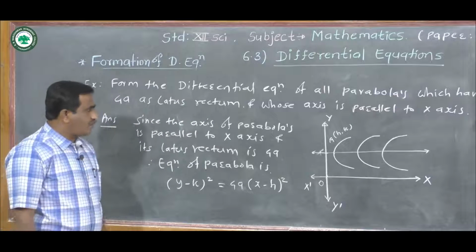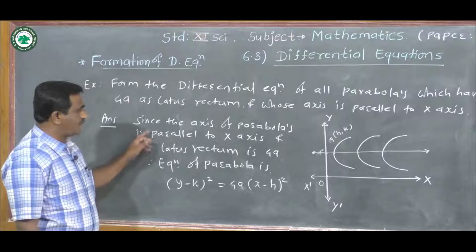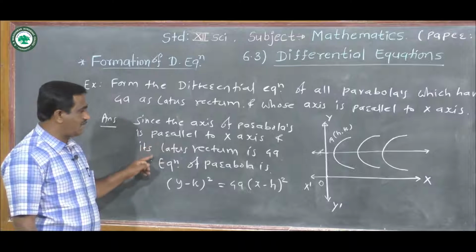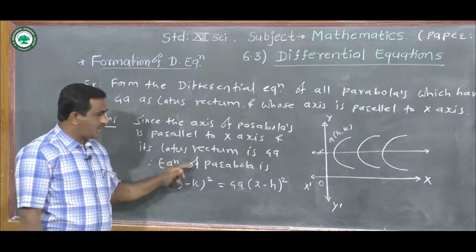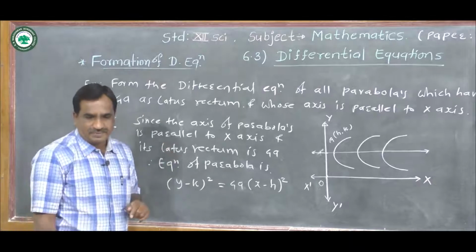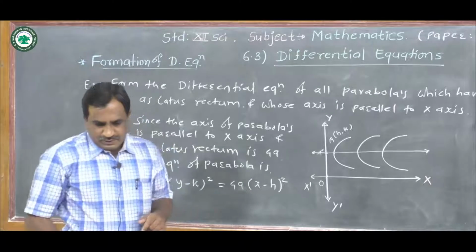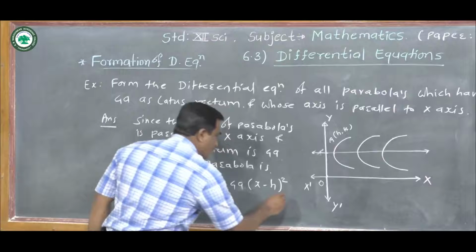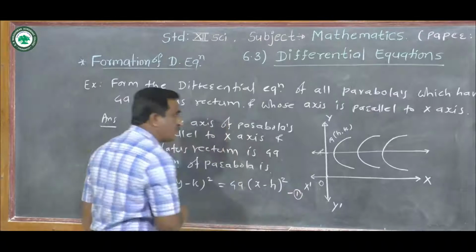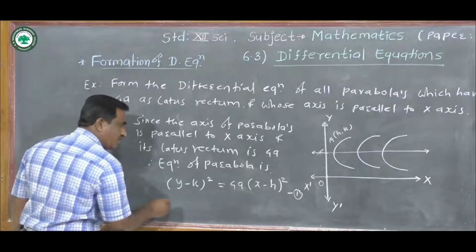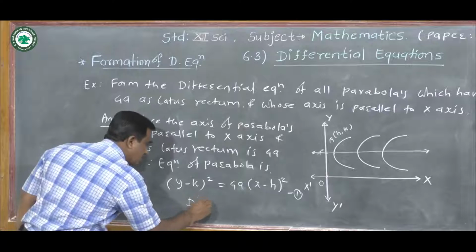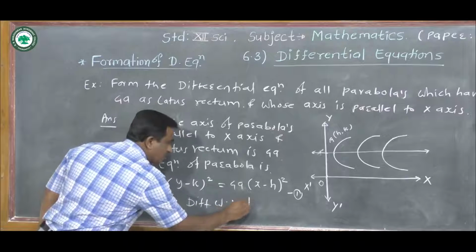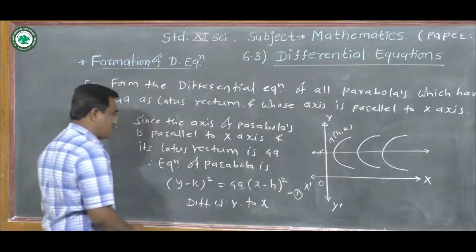This is the equation of a parabola whose axis is parallel to the x-axis and length of latus rectum is equal to 4a. Now say this as equation number 1. Differentiate this equation with respect to x.